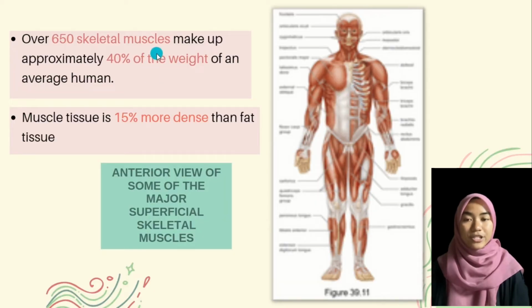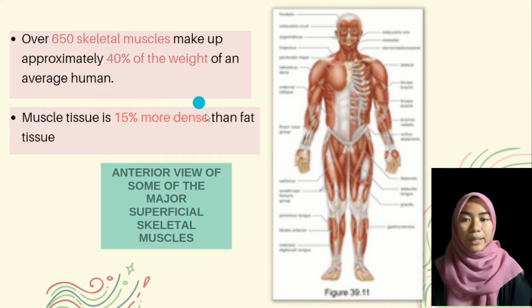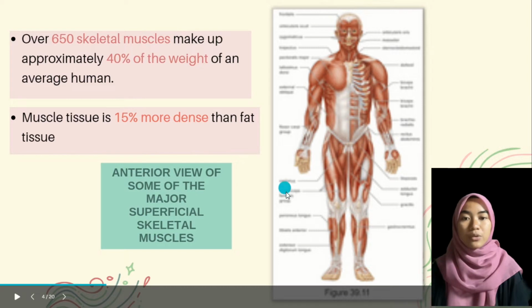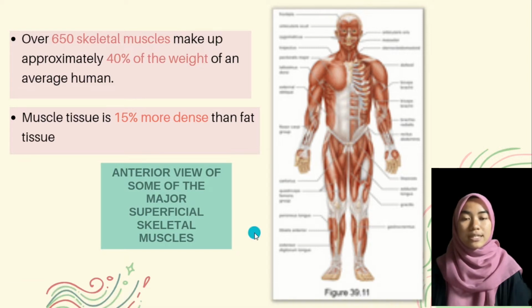This is additional information. Over 650 skeletal muscles make up approximately 40% of the weight of an average human. Muscle tissue is 15% more dense than fat tissue. You can refer to the diagram in the slide, which is an anterior view of some of the major superficial skeletal muscles.